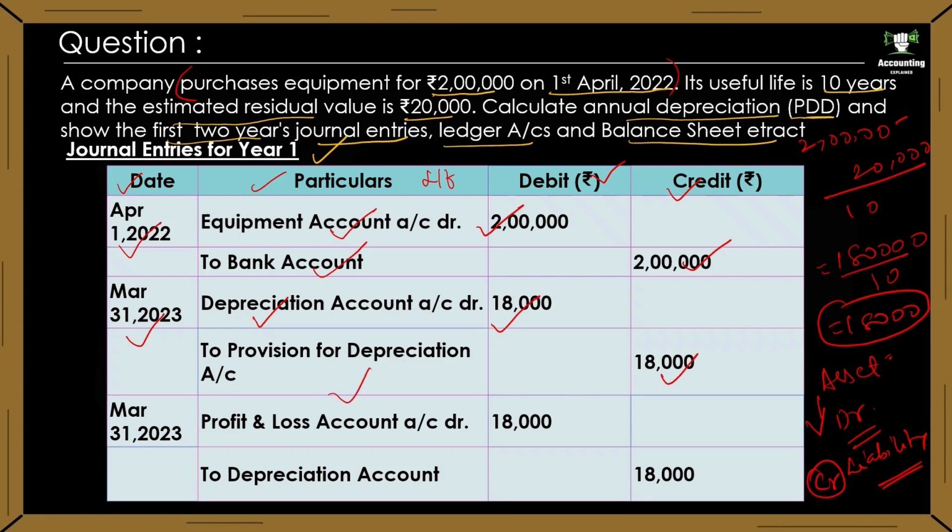Next, depreciation has to be transferred to the P&L account. So on March 31, 2023, P&L account debit. First I'll explain the depreciation here. Depreciation is debited, so when you are going to cancel this depreciation, you are going to credit it, to depreciation account 18,000. This depreciation is going to be transferred to the P&L account. So now the P&L account has to be debited 18,000. This is the flow of the journal entry for year 1.